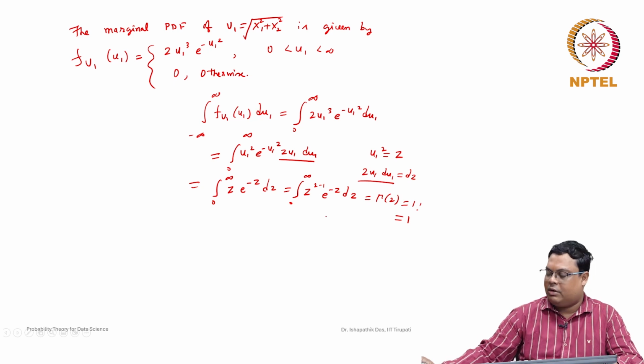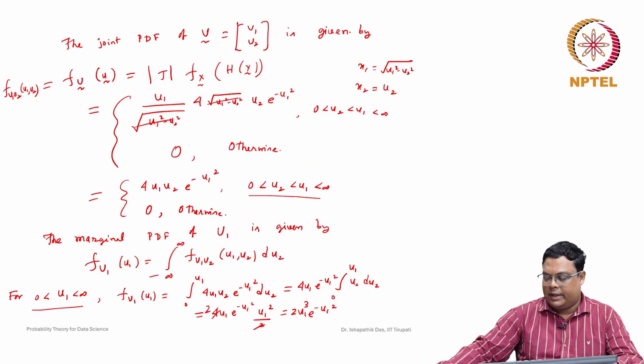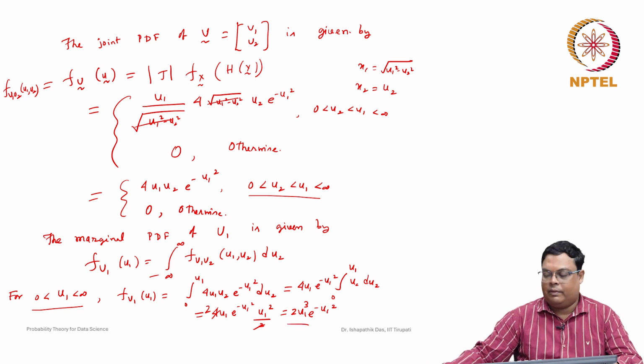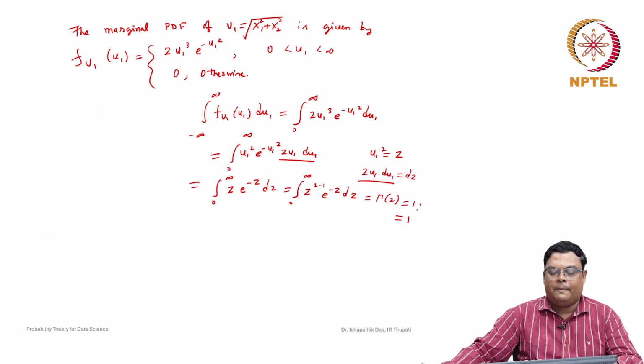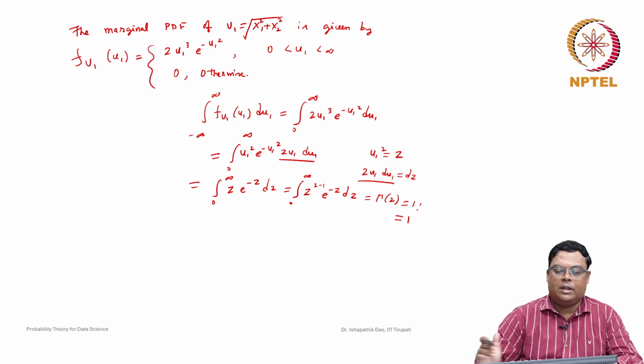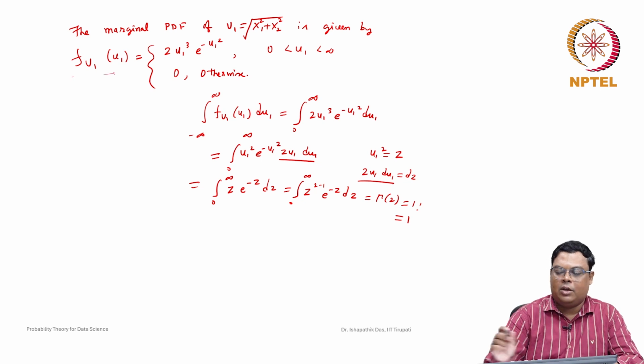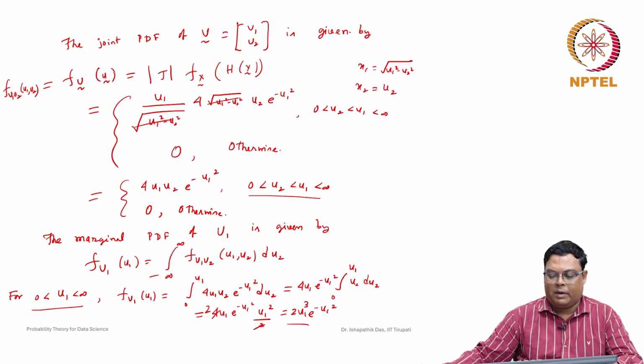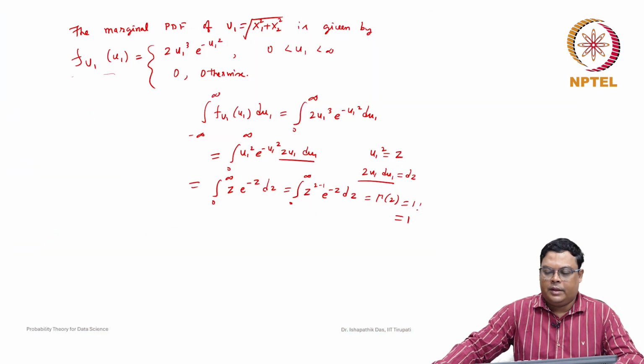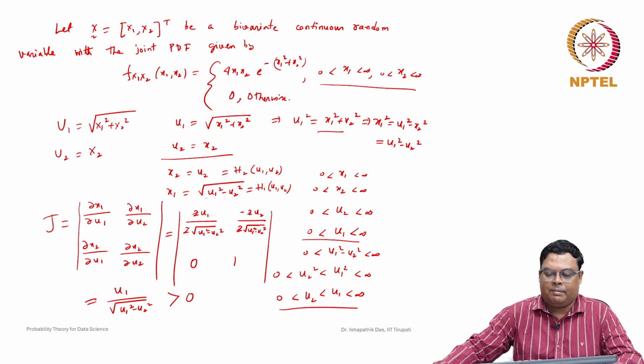So I was trying to see that, and I found that there was a mistake in the computation, and this is the final value. So using this transformation concept in the theorem, we can finally find the marginal probability density function of u1. Also we found the joint probability density function of u1 and u2. Next, let us discuss some other example.